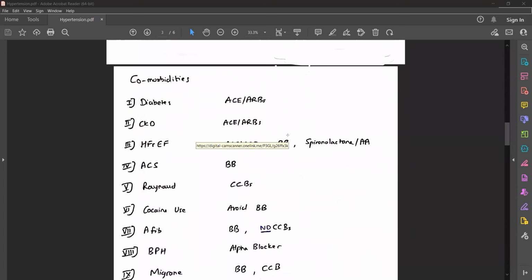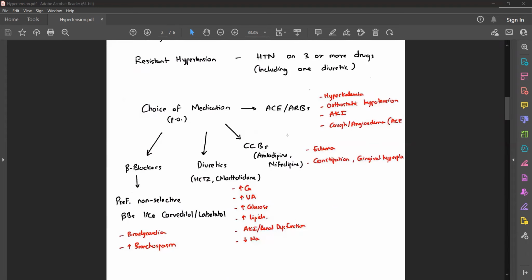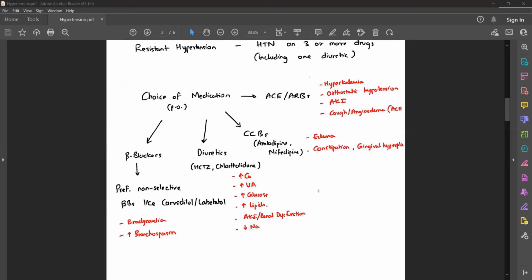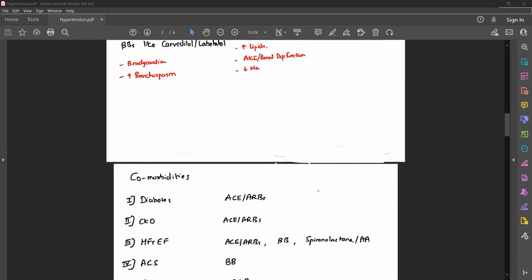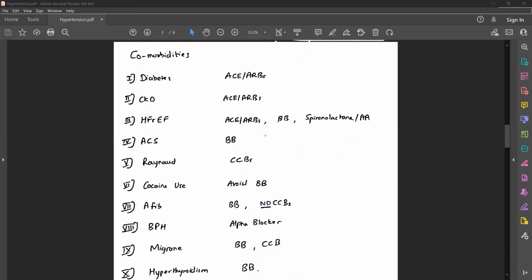And as I said, the first line medication is going to depend not just on these four, which, as I said, was for patients with no comorbidities. If somebody has comorbidities, then the first line medication is going to change. For example, if someone has diabetes, diabetic nephropathy, proteinuria, or CKD, for them, ACE inhibitors and ARBs are the first line medication. If somebody has heart failure with reduced ejection fraction, we know ACE inhibitors, ARBs, beta blockers, and aldosterone antagonists like spironolactone have shown mortality benefit. So for them, the first line medication will be these ones.